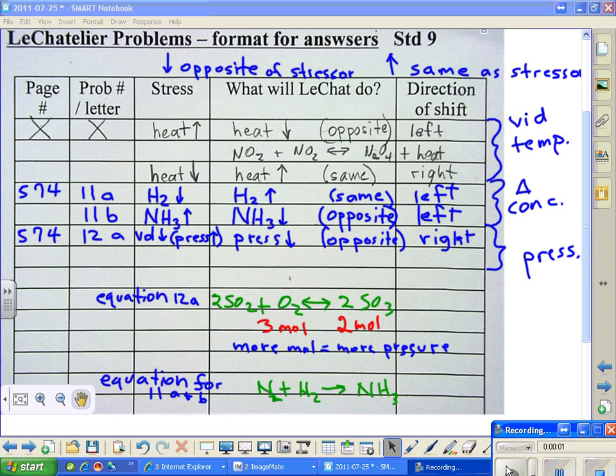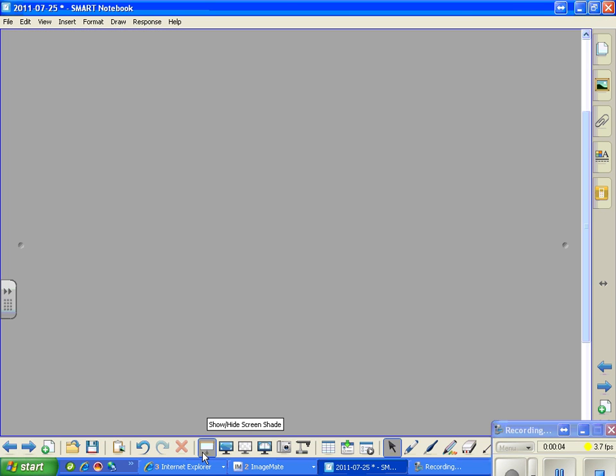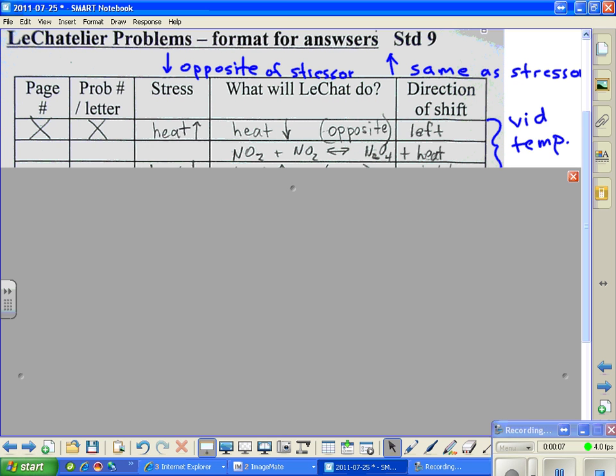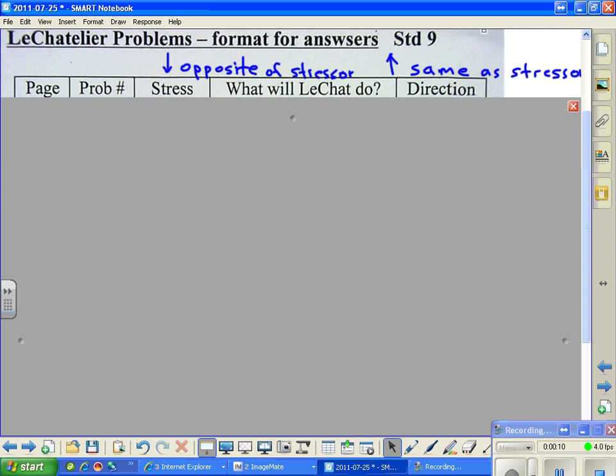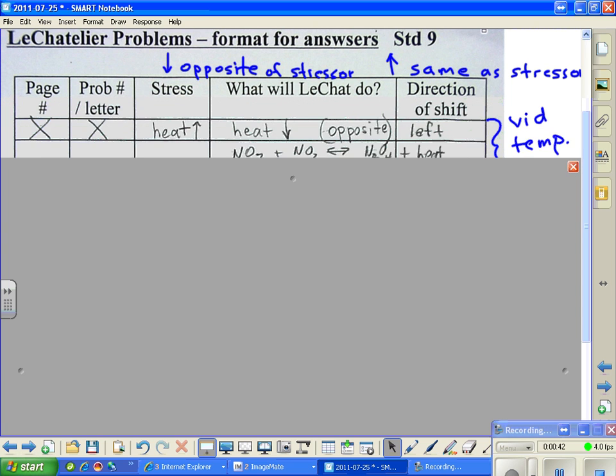Going to use the shade so that we can concentrate on one thing at a time. And the first thing I want to say to you about LeChatelier problems is how I'm going to tell you about opposite and same. Opposite is always going to mean that something is going down. For instance, if something's on the left side and I want less of it, I'm going to reduce that. And I'm going to increase the opposite side. And when I say same, I'm going to use an up arrow. And that means it's going to move to the same side.